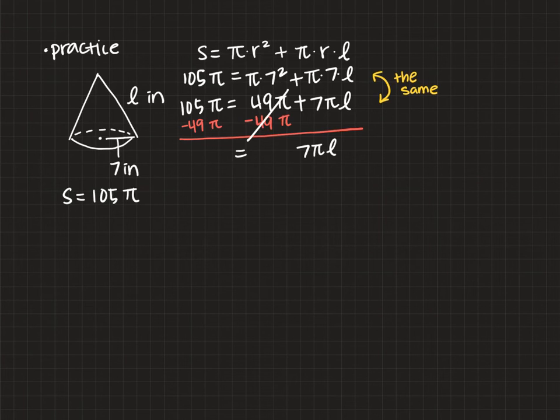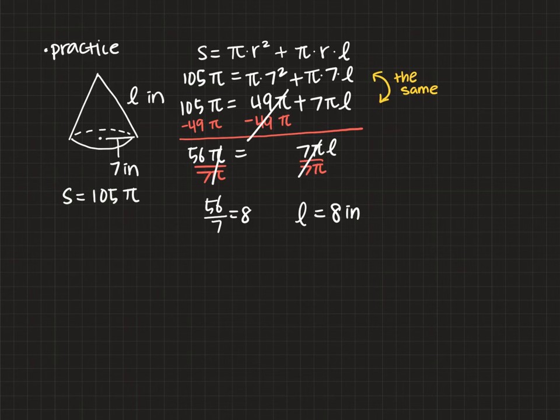When I subtract 49 from 105, I'm going to have 56 pi equals 7 pi L. Now I'm going to divide both sides by 7 pi, and after simplifying the pi and everything, it's going to be 8. So my slant height, L, is 8 inches. Again, you're following the formula. As long as you're following the formula, it's going to be the same operation.